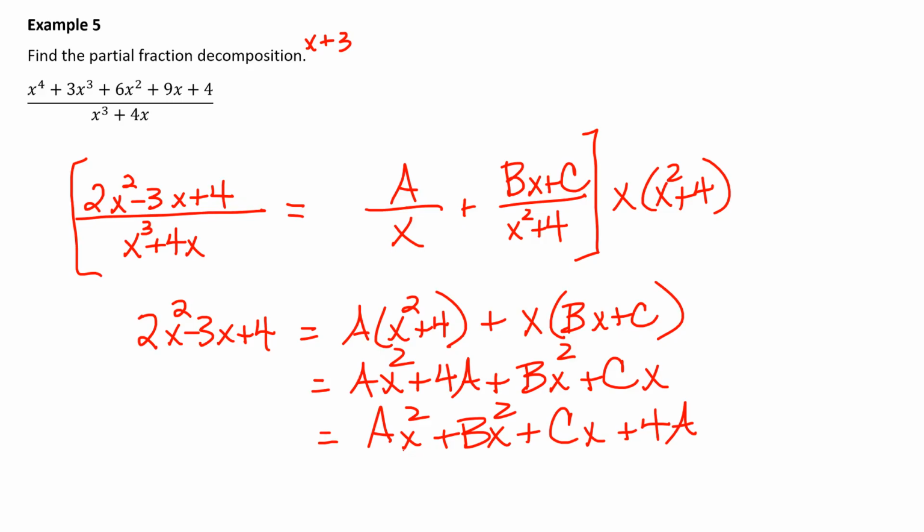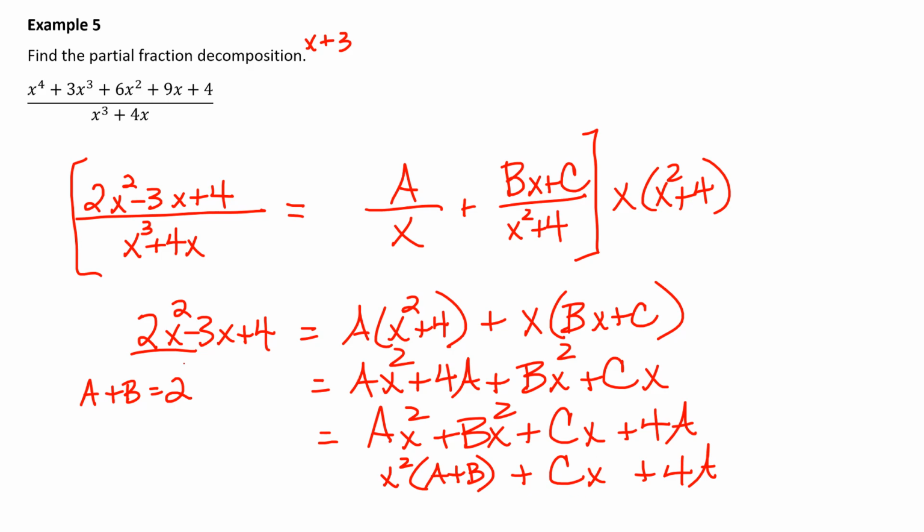And so if we get our like terms together, we have Ax squared plus Bx squared plus Cx plus 4A. So x squared has the coefficient of A plus B. X just has coefficient C, and 4A is our constant. So we're going to write our system of equations based on the coefficients of x squared, x, and the constant. The coefficient of x squared is 2, which means that A plus B must be 2. The coefficient on x is C, which means that C must be negative 3. And the constant is 4A, which must be the constant, 4.